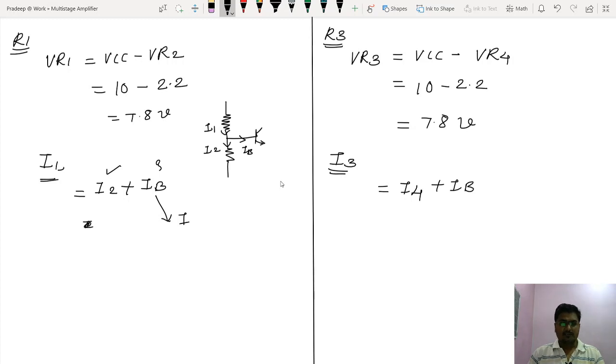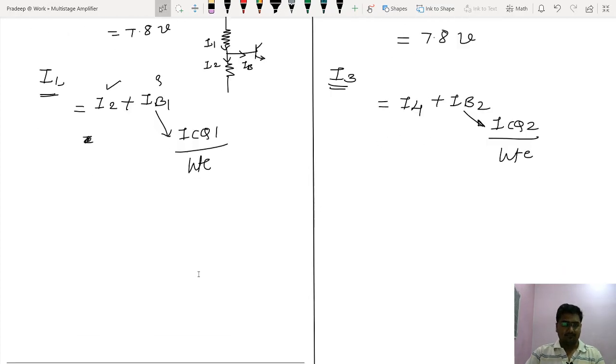Yes, I have the equation ICQ1 divided by HFE. I can calculate IB, that is IB2, the same way as ICQ2 divided by HFE. That's the only difference in the value. The values are different because the collector currents are different. So that's why instead of writing IB, I'll write IB1. Here I will write IB2. Then things will be more clear in our case.